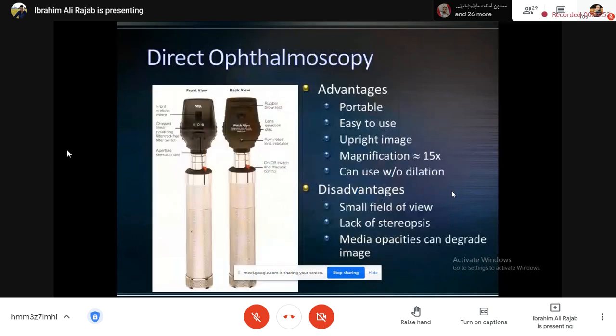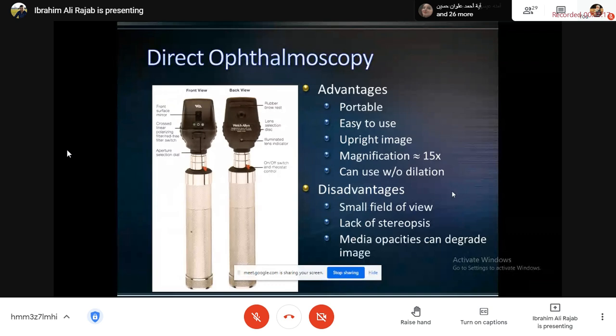This is the first instrument to examine the fundus, which is called the direct ophthalmoscope. With the direct ophthalmoscope we observe and examine the retina and the optic disc, I mean the fundus, directly. We don't use a condensing lens or any lens, so we observe the retina directly.